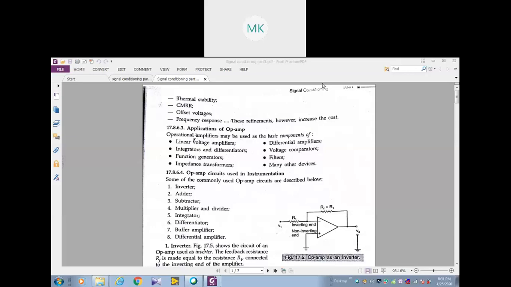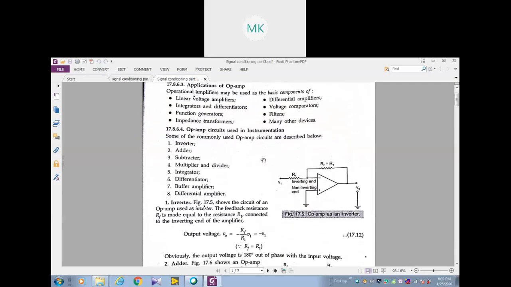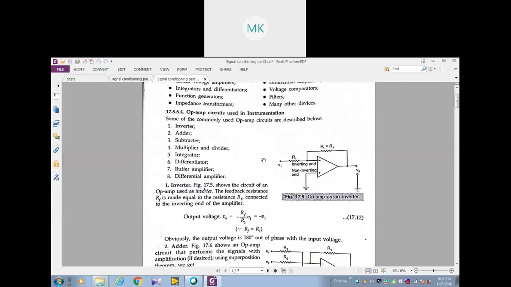So we are continuing from the last class. Now, applications of op amp. These are the different applications of op amp: linear voltage amplifier, integrator, differentiator, function generator, impedance transformer, differential amplifier, voltage comparator, filter, and many other devices. We will see all of these applications one by one.